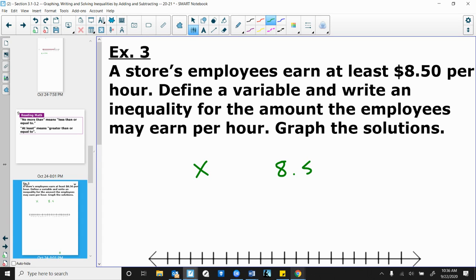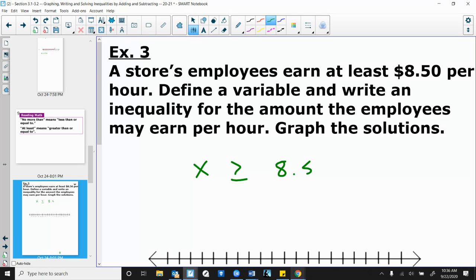Where's my inequality going to have to face? To the right? Or no, to the left. Let's go into basic terms here. Is Pac-Man going to eat the x? It's going to eat the x. Okay, good. Is that all I want though? No, you want the equal sign. Yes, I need to put the equal sign on the bottom because they could still make exactly $8.50. Okay, good. And then you're going to go ahead and graph this.